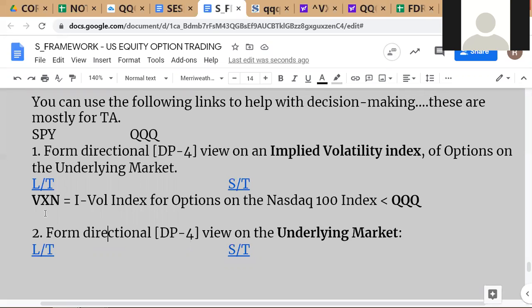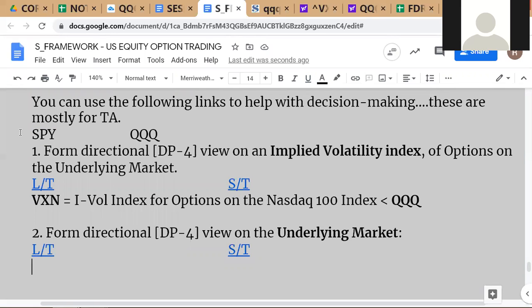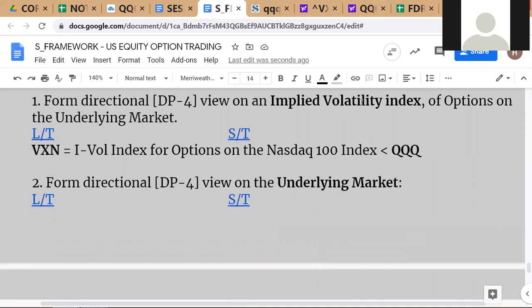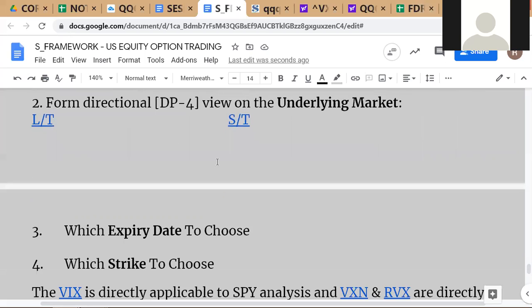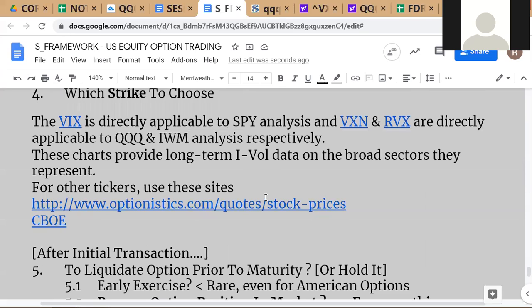Then you form a directional view on the underlying market using these links I've given you. So now these are consistent. They're all concentrated on the QQQ, not the SPY. Once you've taken these two decisions, you have a view on the eyeballs and a view on the underlying market, you know where you are on this matrix. So wherever you are, maybe you're on sell call, and then you have to go on and solve your other two problems, the expiry date and strike. For that, I've given you the information in the last session.